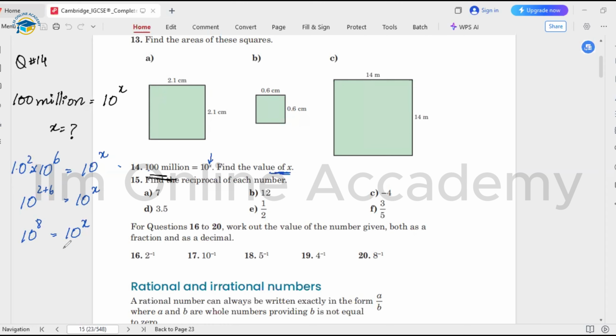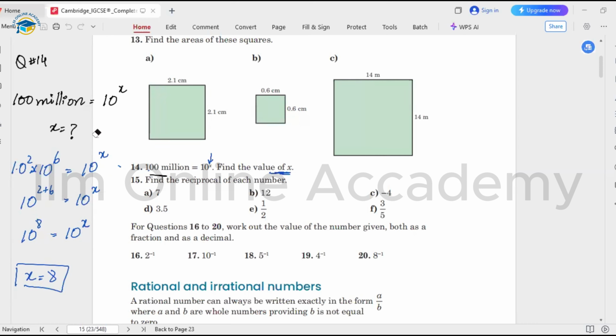So as on both sides the bases are similar, you can directly compare your powers to get the value of x. So here we got x equals 8. Okay. In this way, you can change any number into the form of power and then compare the powers if your bases are similar. So you can find out the values of some unknowns. So this was your part number 14.